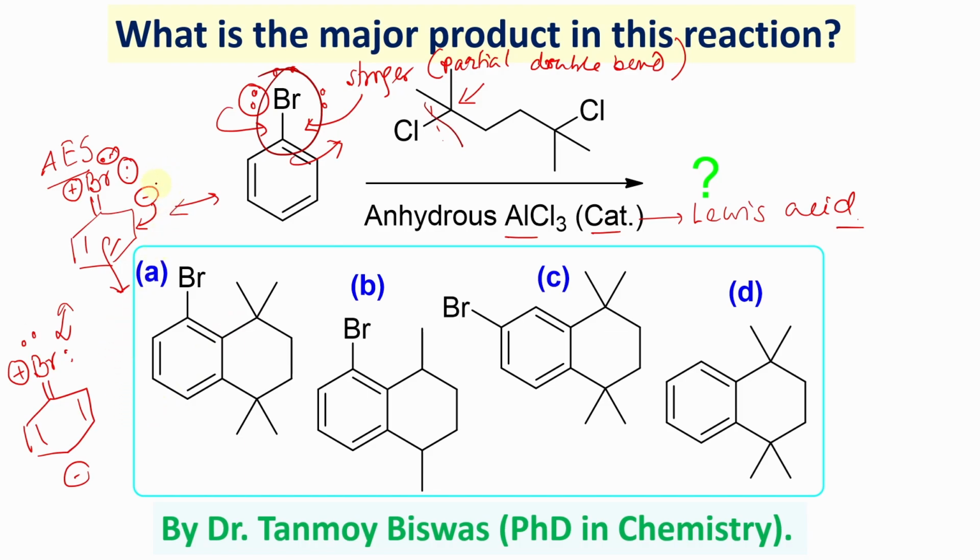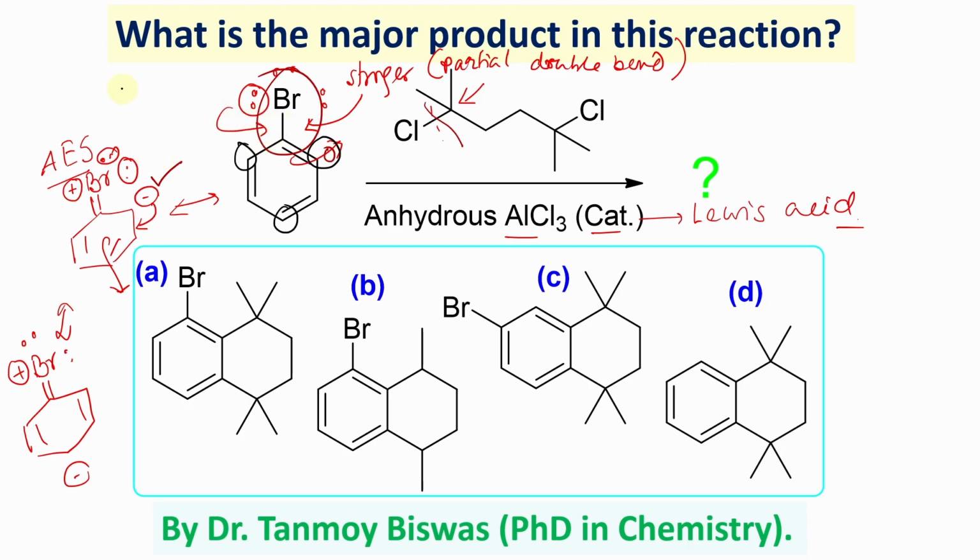So from this resonance you can understand negative charge is here one time, another. So the two ortho and the para position are comparatively electron rich. So that's why it is ortho-para orienting and it is deactivating.